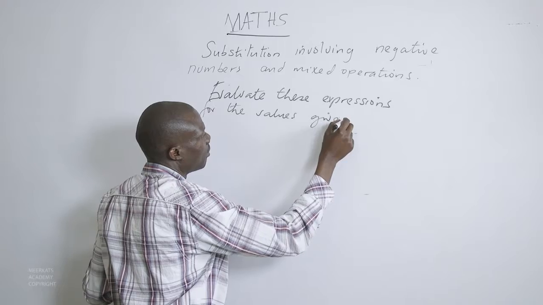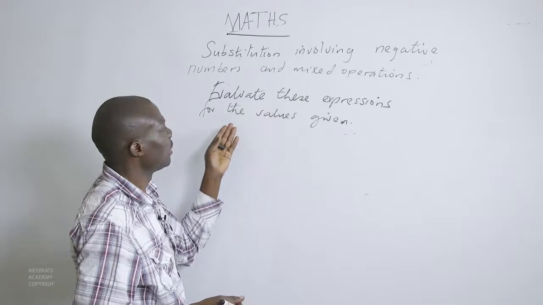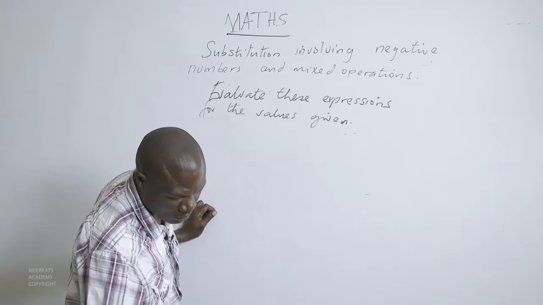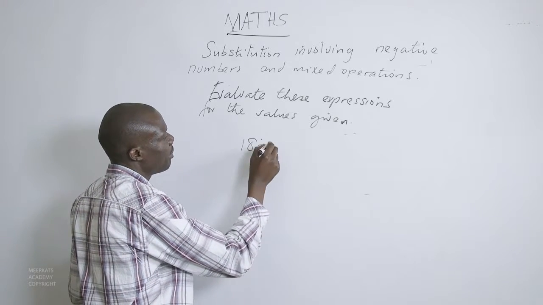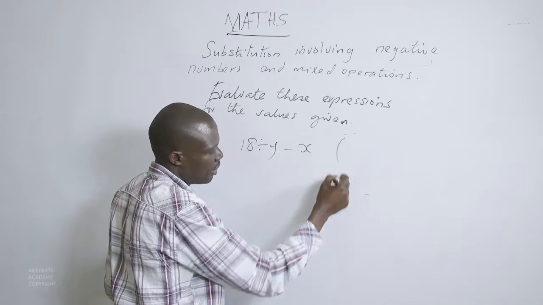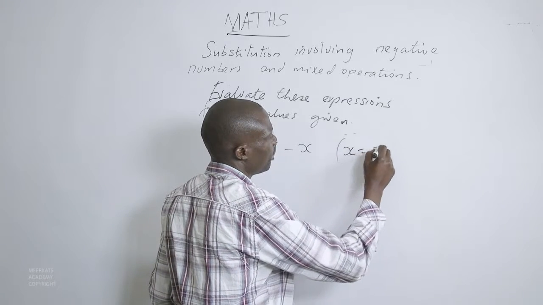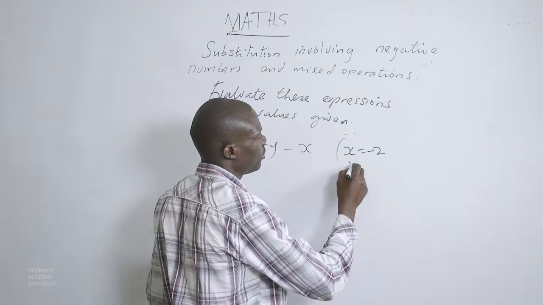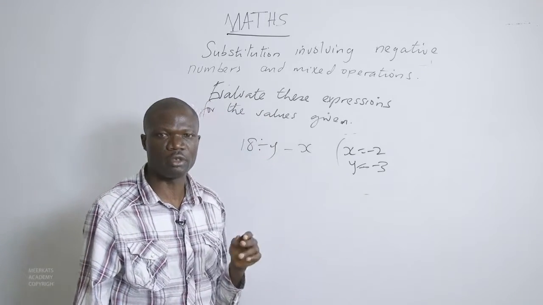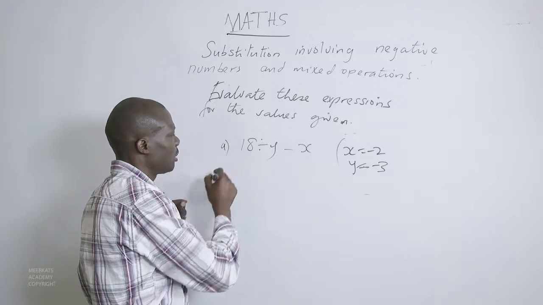Evaluate these expressions for the values given. We have 18 divided by y minus x, and in bracket we are told x equals to minus 2 and y is equals to minus 3. X is equals to negative 2 and y is equals to negative 3. That is, we shall tackle it independently.